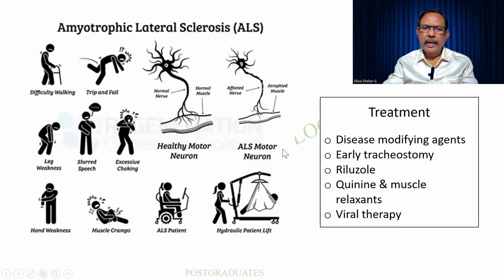And the treatment can be, what are all the things? It is not totally treatable. So disease modifying agents, early tracheostomy because of the breathing difficulty. Riluzole, I do not know much about the drugs, kindly go to it if wanted. Quinine and other muscle relaxants. And finally the viral therapy that I had mentioned. These can be the modes of treatment.